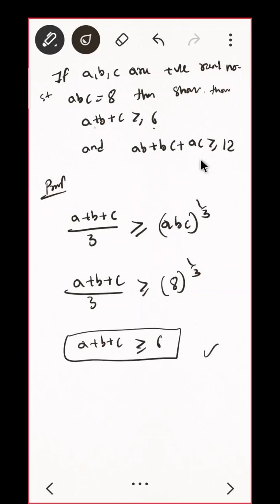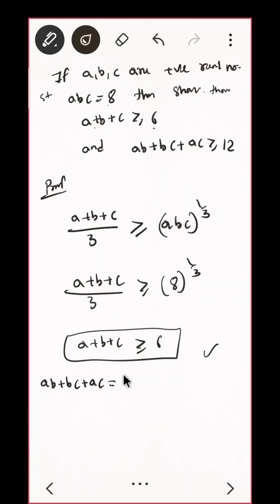What about the second one? You want to prove this? Try to see this properly. That is AB plus BC plus AC. Try to see properly, what is this? You are already given ABC equal to 8. Can I relate this with something? I have given you just a hint. Just think of it. You are given ABC equal to 8. Can you give me the AB?